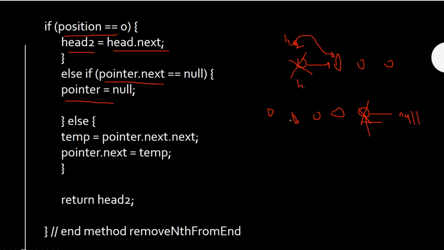Else, if you are not deleting the last node and you are not deleting the head, then it's any one of the ones in between. And so in that case, you can just use pointer.next to store that in temp and make your pointer.next be equal to temp. That's very tricky, but it's simple.